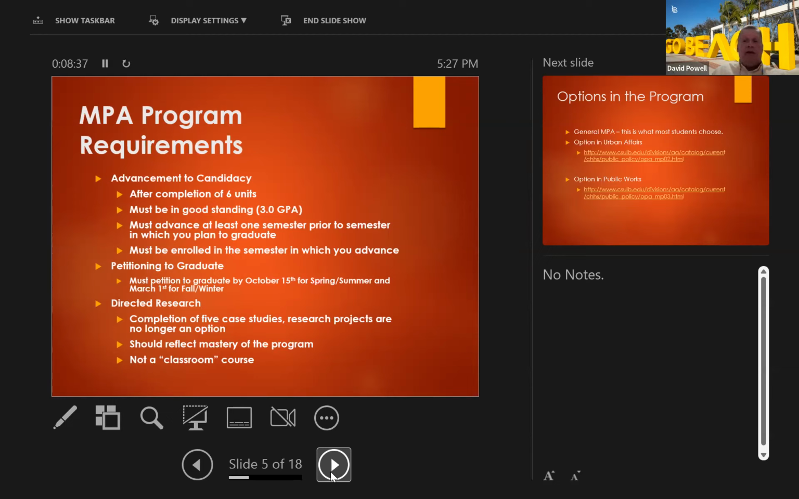In addition to advancing in candidacy, there's also the petition to graduate. The petition to graduate is where you apply for graduation. You have to do that according to the due dates that you see there on the screen. If you are graduating in the spring or the summer, you must apply to graduate no later than October 15th. If you are graduating in the fall or the winter, you must apply to graduate no later than March 1st. Your application to graduate is something you can do electronically directly through the enrollment services site.